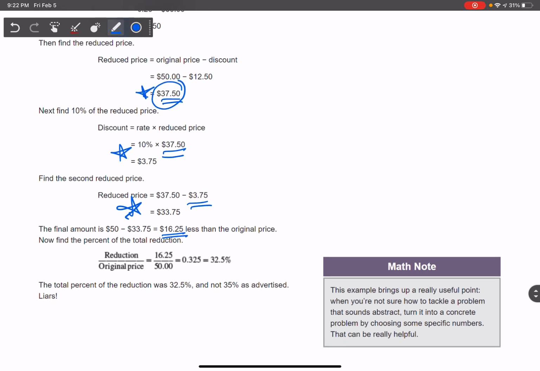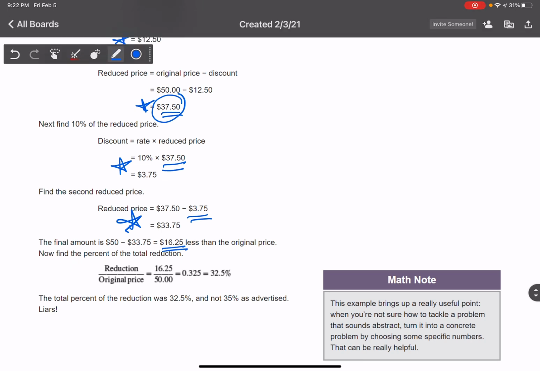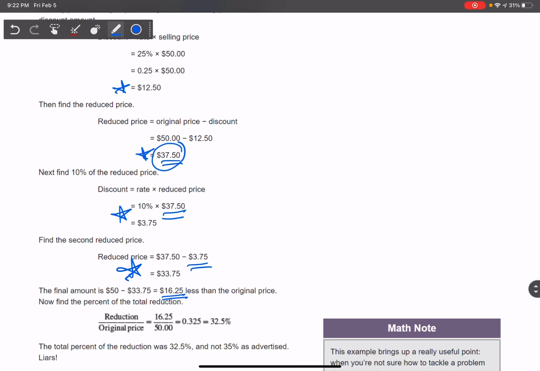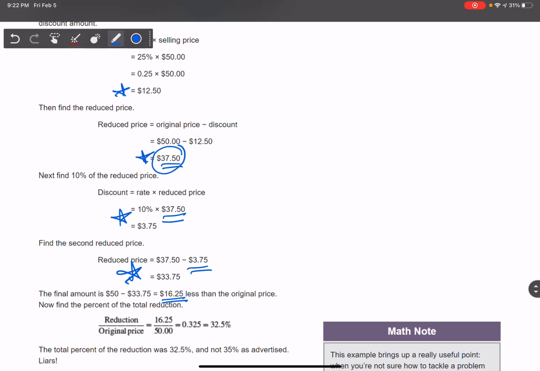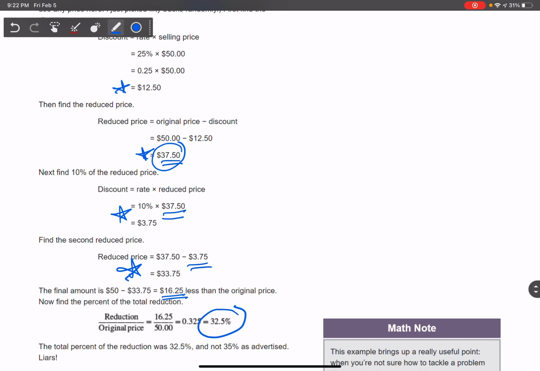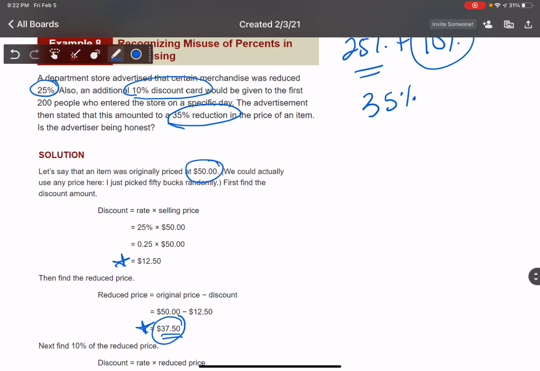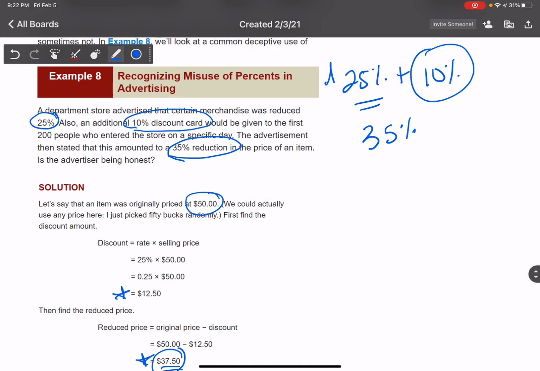Now let's find the percent of the total reduction. The total percent of reduction was 32.5%, not 35% as advertised. So if you take the difference, the $16.25, and divide it by the original price, we get the percent decrease. Well, they said that this percent decrease was the same as this percent decrease. They were telling a tale. Lies. All lies. Make sure that you are using your coupons wisely.